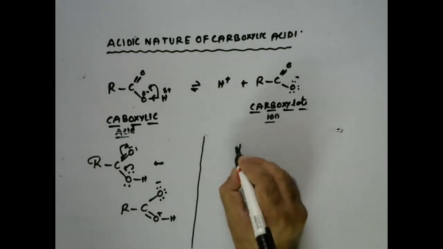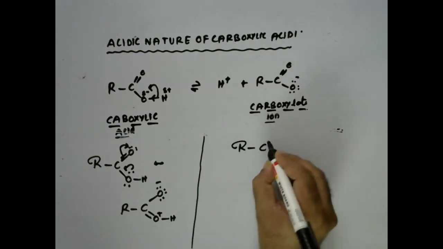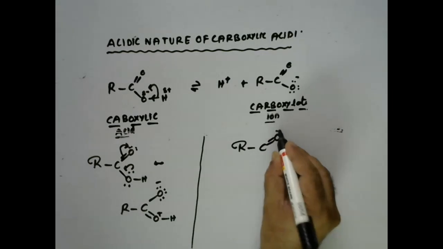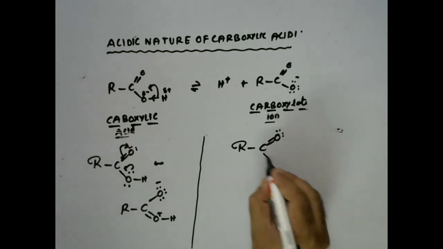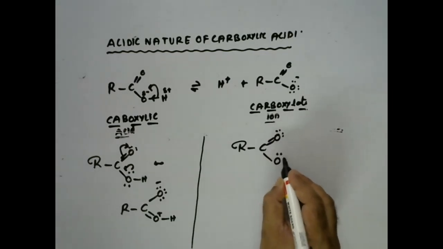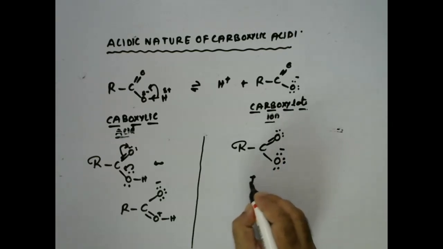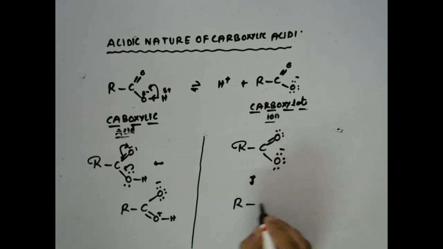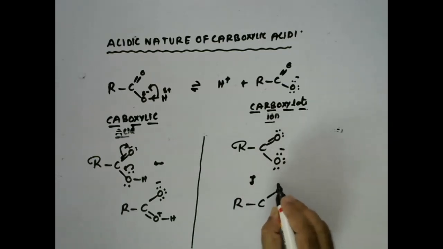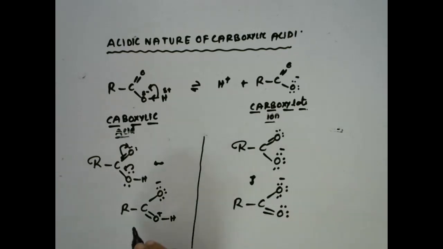If you see the resonating structures of the carboxylate ion, the first point is that they look alike, they are identical. As I draw, you will come to know why they are identical. Secondly, they have no charge separation. Because of these two reasons, these are more stable as compared to this one.